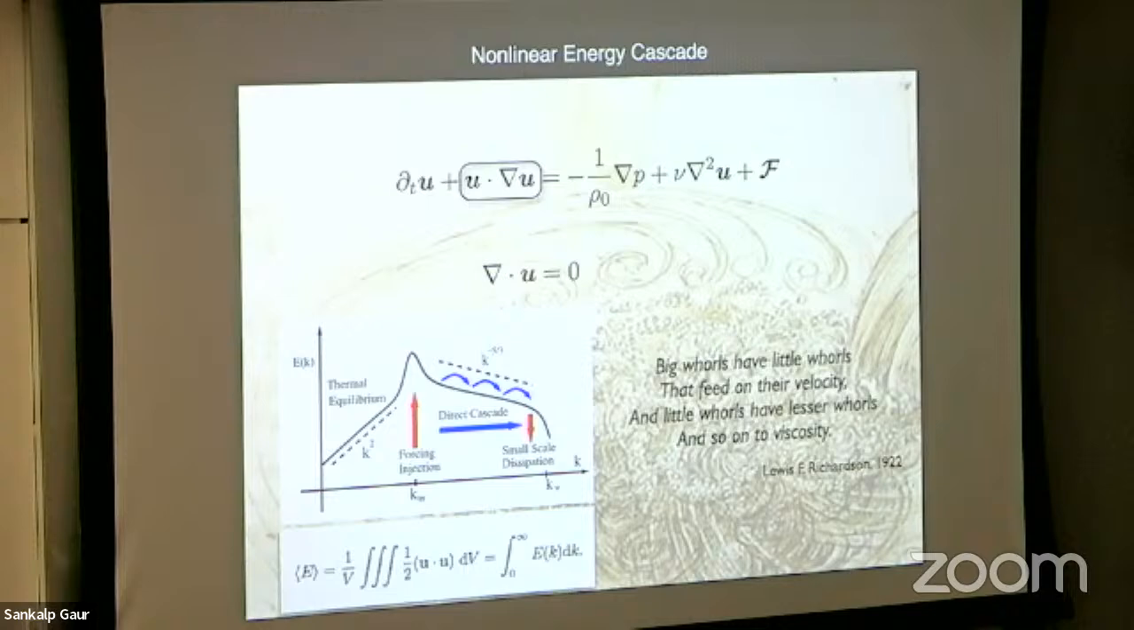You can imagine there's an injection scale, a forcing scale where you're inputting energy into the fluid. That could be, for the giant planets, the buoyancy driving internally. And with Richardson's picture, in this energy spectrum versus wave number, there's a cascade of energy downscale until it is dissipated by viscosity. One imagines that this has reached a stationary state. So that's a steady picture of the energy dynamics.